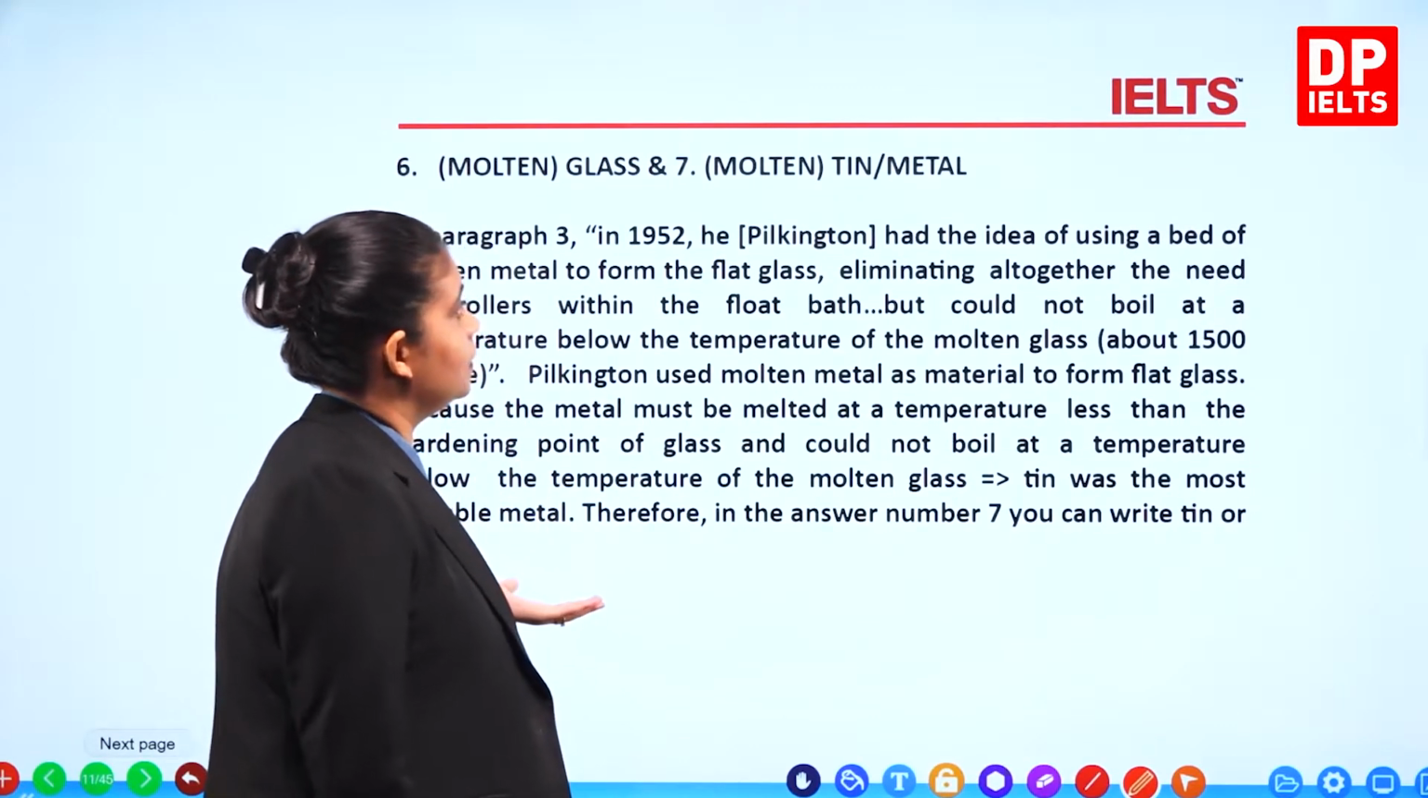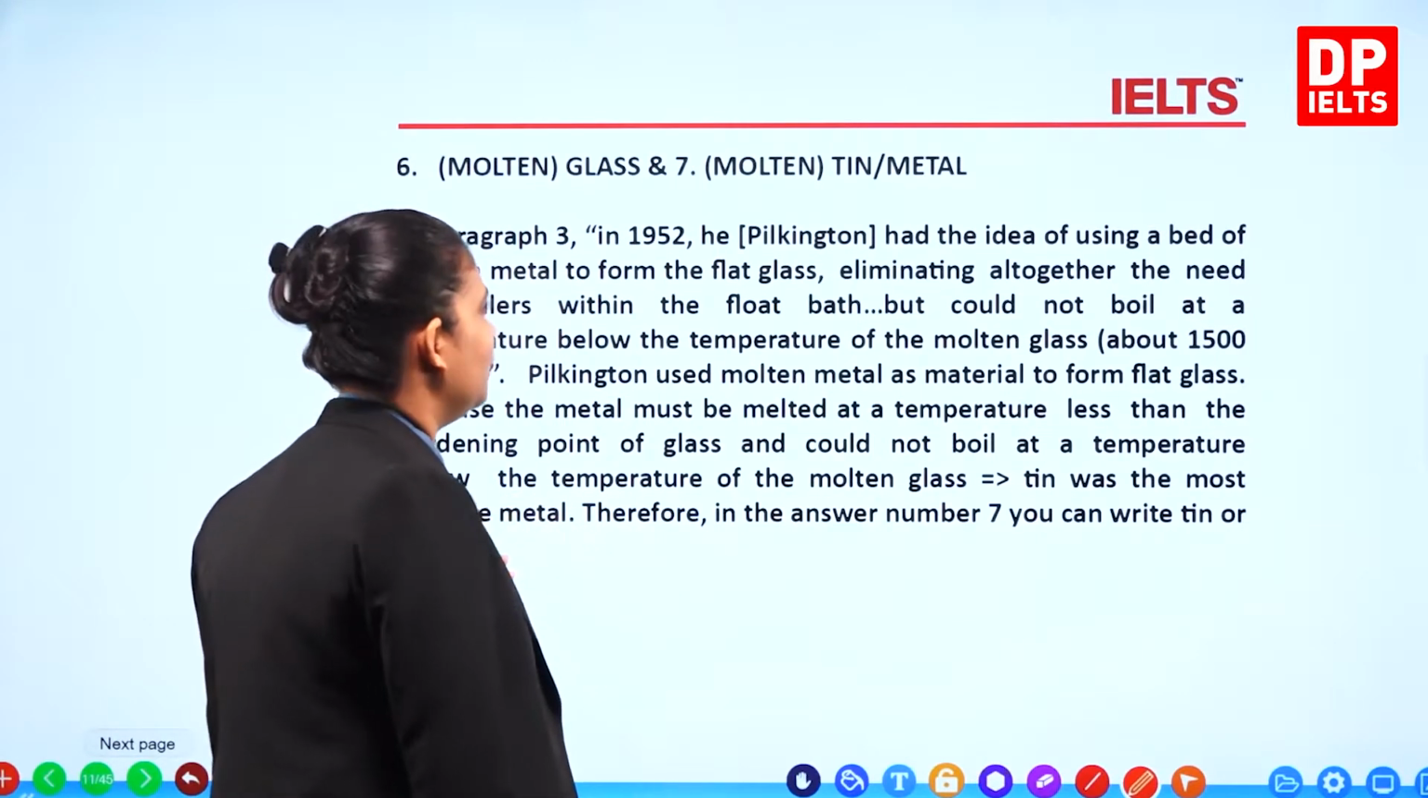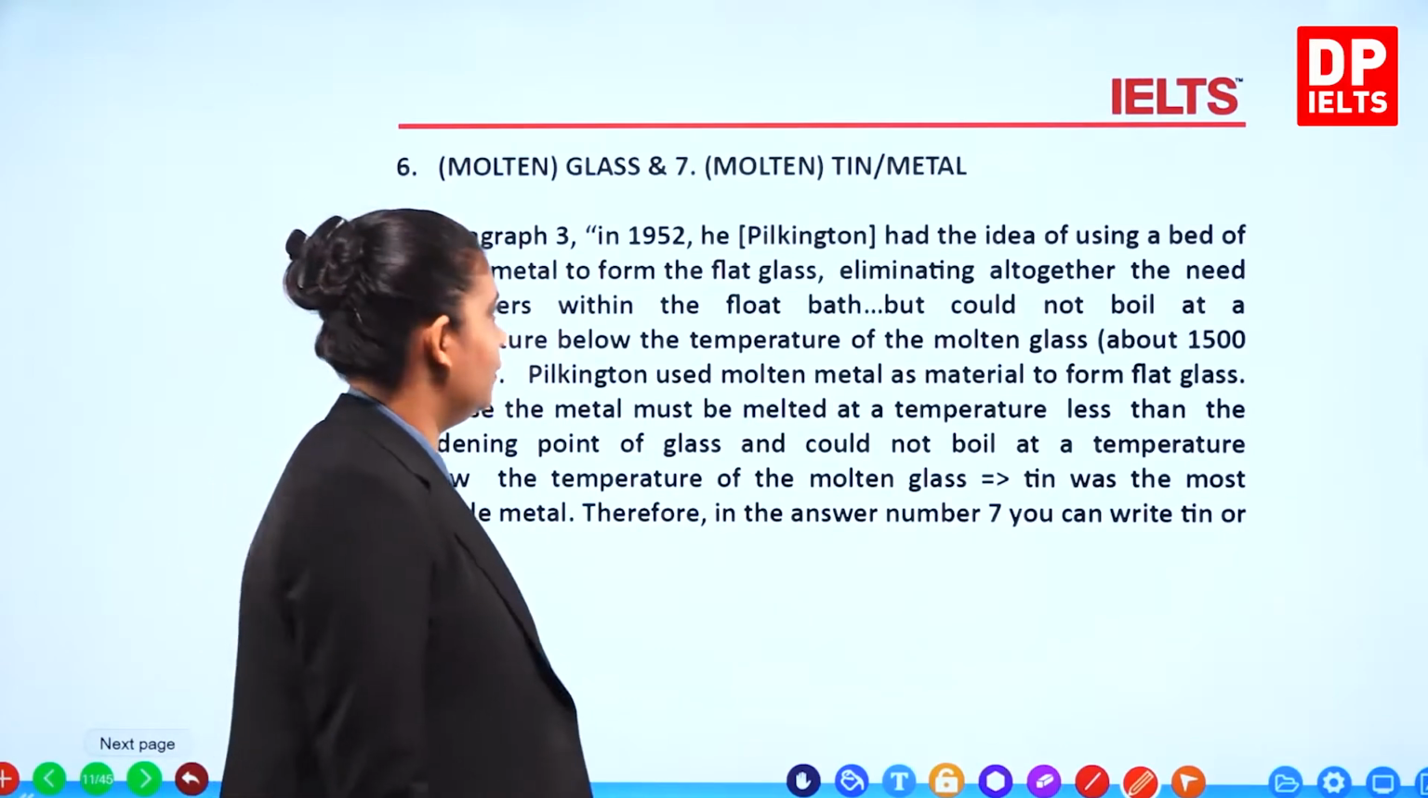Or 7, you can say molten tin or molten tin metal, right? So either you could just say tin or metal, that would be better, okay?